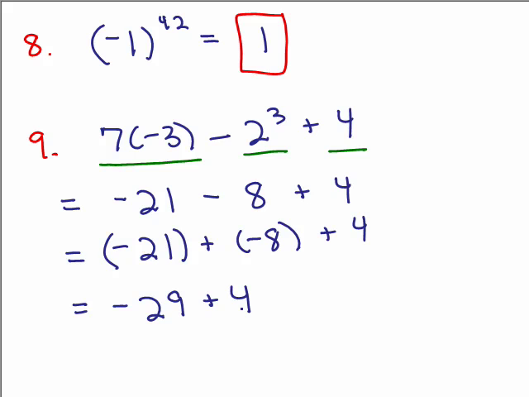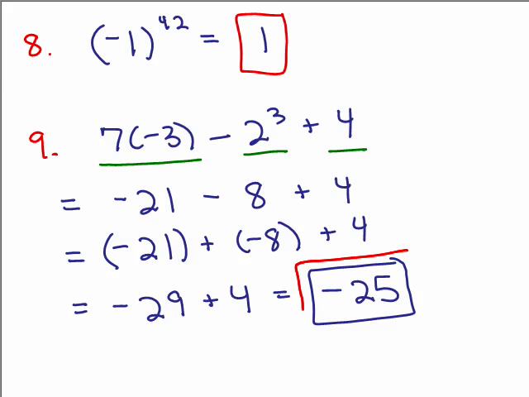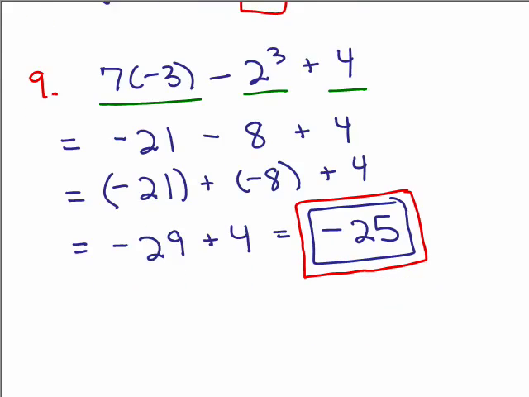plus 4. And now you're adding a negative and positive number together. There's more negatives, so it's going to be negative. And then you subtract 29 minus 4, because there's 25 more negative signs, basically, than the 4 positive signs. I like to put it with a red. All right, let's go on to number 10.